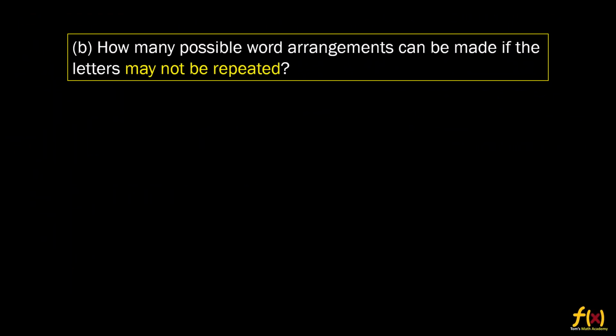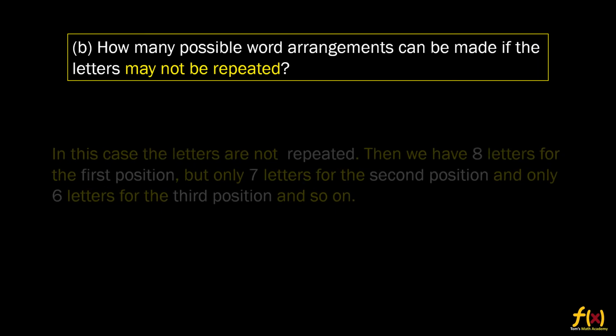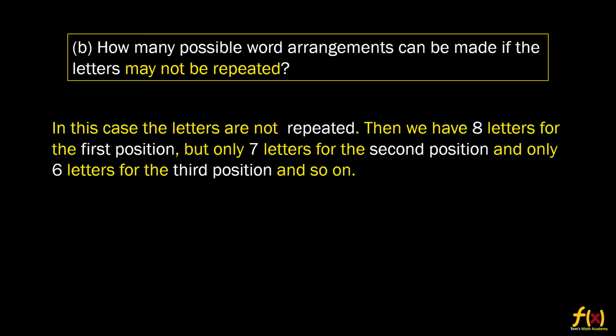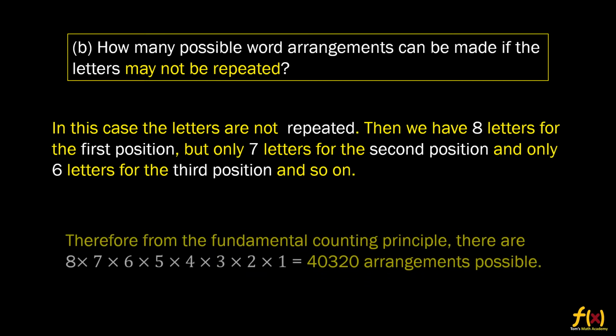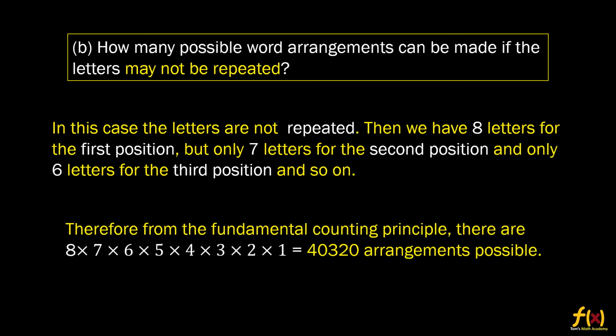Question B, how many possible word arrangements can be made if there is a condition? The letters may not be repeated. So if you choose C as the first letter, you cannot use it again. Okay? So in the first position we have 8 letters. Second position how many? 7. Third position 6, and so on. So we use the fundamental counting principle and we get the answer. 8 letters are used and we get the answer 40,320 arrangements.